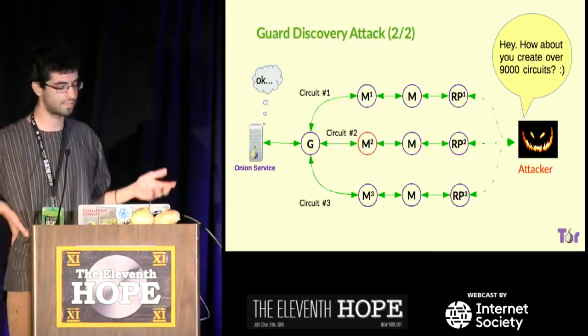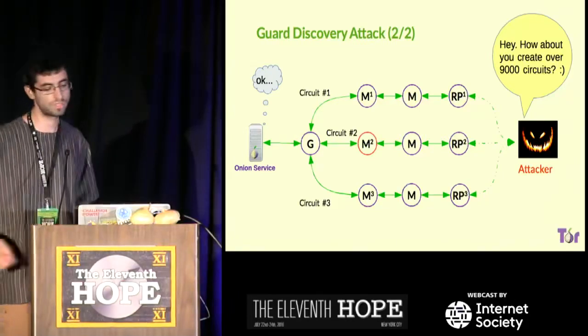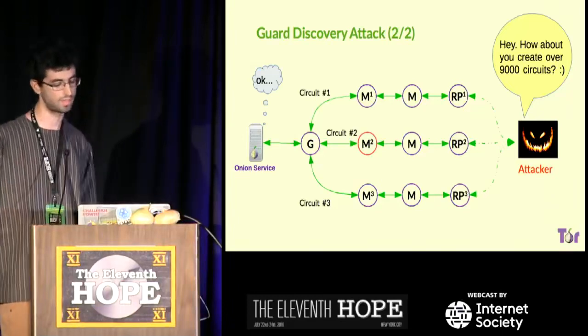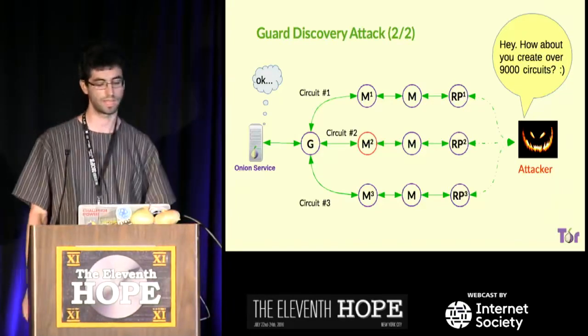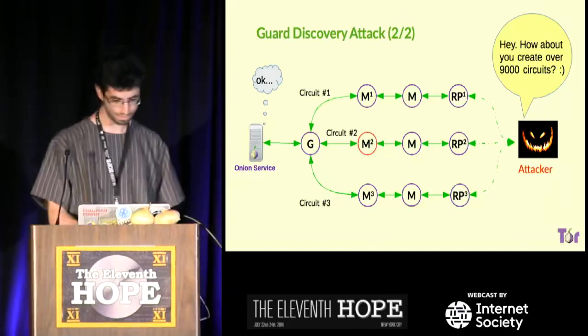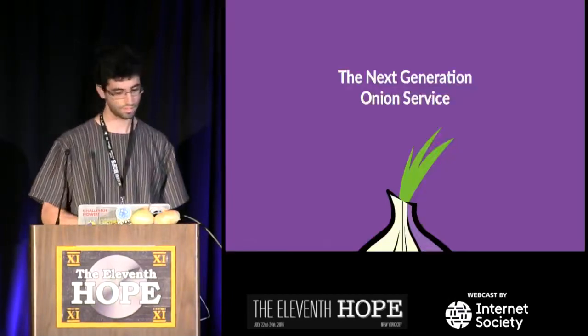And since it knows the guard of the hidden service, it's useful knowledge in general. You can then move to other attacks since that node is the only node that knows the IP address of the onion service. So that's the attack. We're going to talk about defenses after.